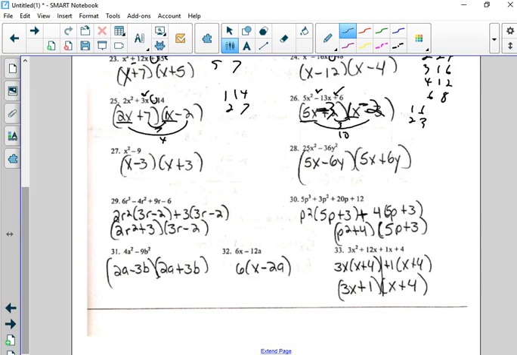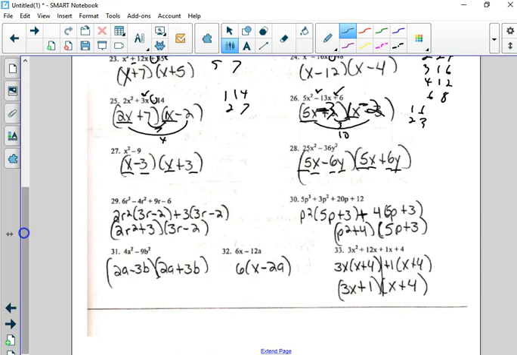27, the easiest one to do. Perfect squares, difference, square root of x squared, square root of 9, 1 plus 1 minus. Same thing here. Even though this is more complicated, square root of 25 is 5. Square root of x squared is x. Square root of 36, square root of y squared, 1 plus 1 minus.